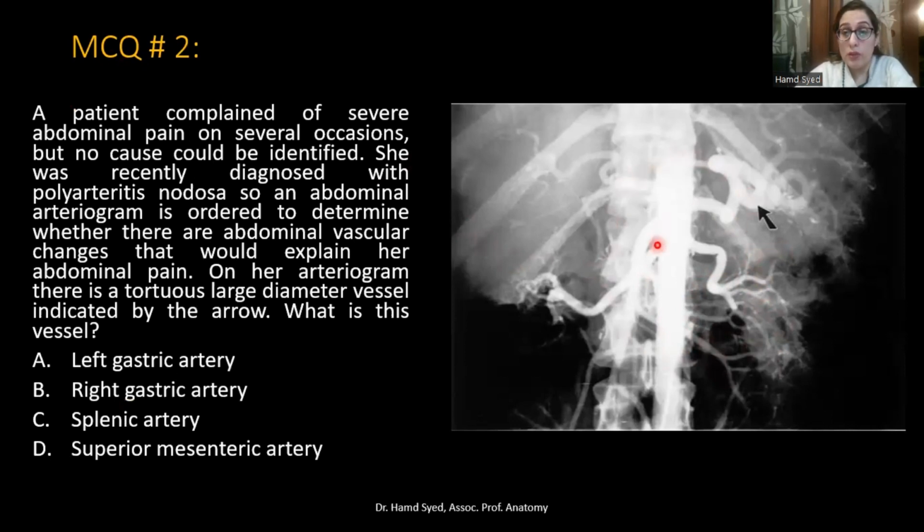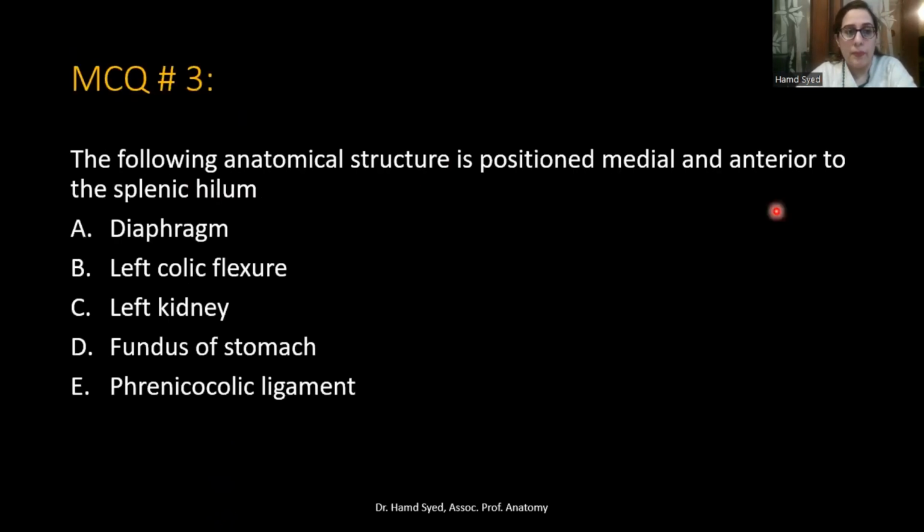So here in front of us, we are looking at an abdominal arteriogram. This gives us a picture of the arteries within the abdominal cavity. And here we can see the arrow is pointing towards a large, tortuous, large diameter vessel. Now, which one is this vessel? We know that this is the splenic artery. Now, which of the following anatomical structures is positioned medial and anterior to the splenic hilum? The answer to this would be the fundus of the stomach.